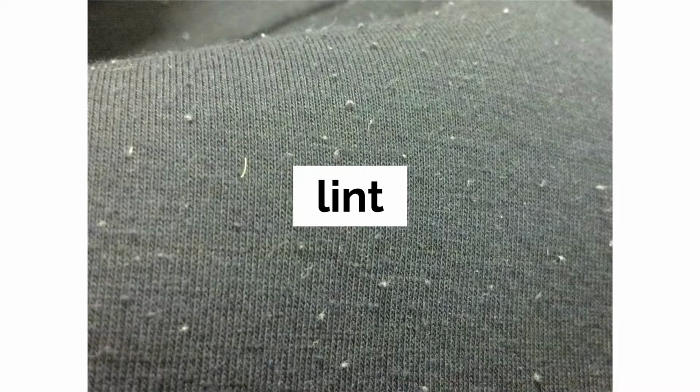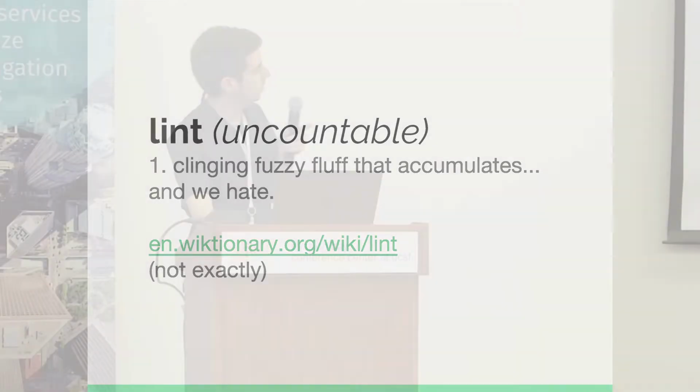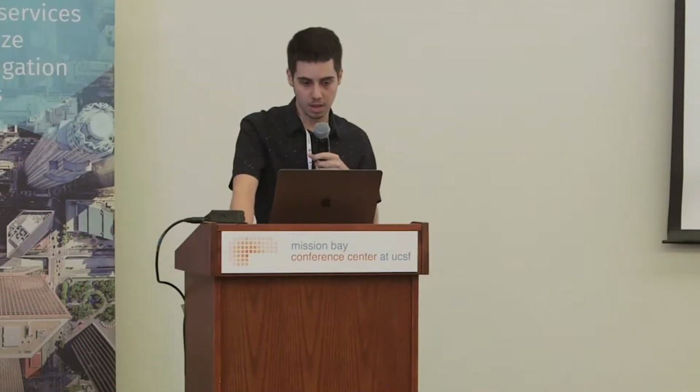So what are those things? Lint. In real life, lint is those things that you have on your shirts, and we all hate those things. If you go to the dictionary, you see that lint is clingy, fuzzy fluff that accumulates, and we hate. That last part, I added it. You can check on Wiktionary.